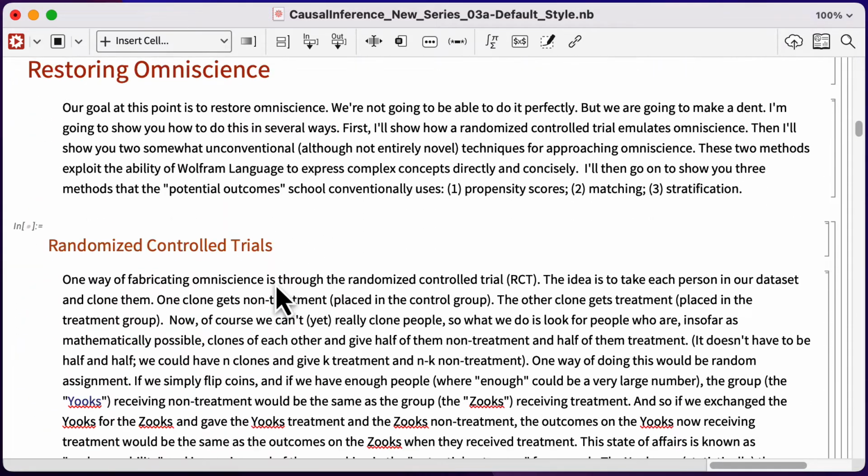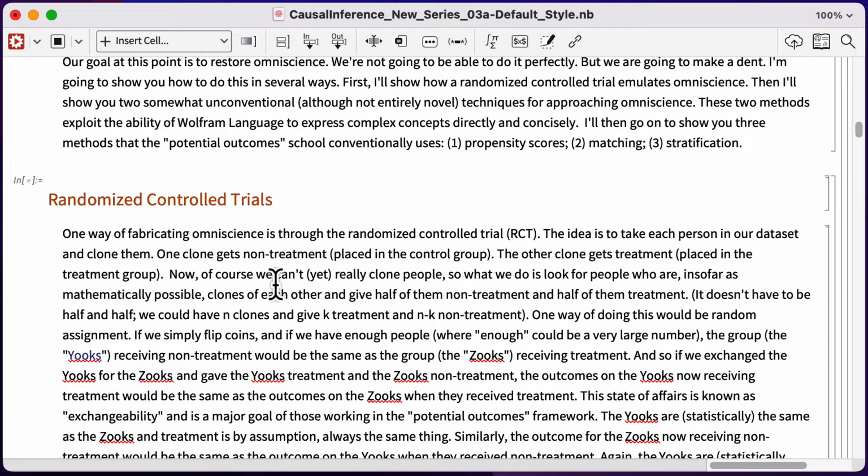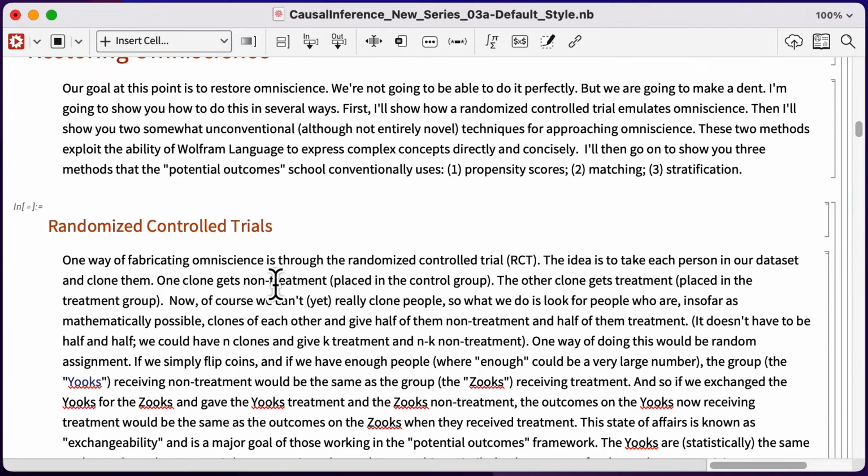Okay, so how do we restore omniscience? Well, one way to restore omniscience, and this would be a lovely way, would be to do a randomized controlled trial.